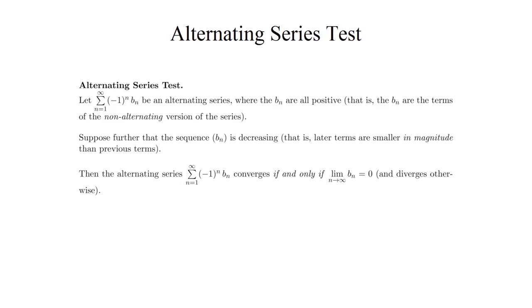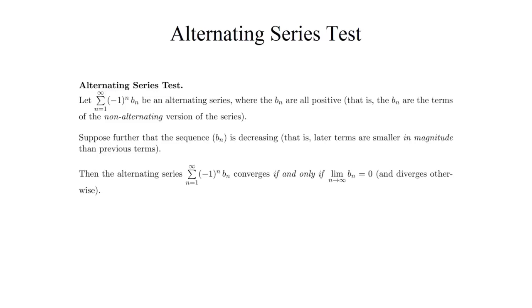So let's start off with a new convergence test that applies specifically to alternating series. It's called, fittingly enough, the alternating series test, and it says the following. Let the sum from n equals 1 to infinity of negative 1 to the power n b sub n be an alternating series where the b sub n factors represent the positive version of the terms of the series. Or in other words, the b sub n are the terms of the non-alternating version of the series. If, as a sequence, the b sub n terms are decreasing, then the alternating series converges if and only if the limit of the b sub n sequence is 0, and the alternating series diverges if the limit is anything else or does not exist.